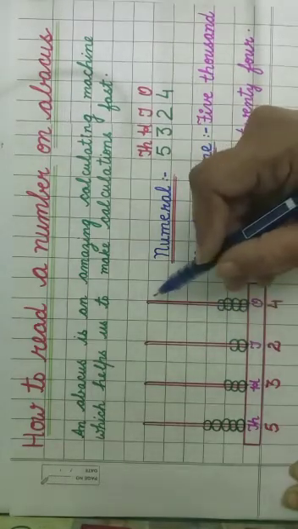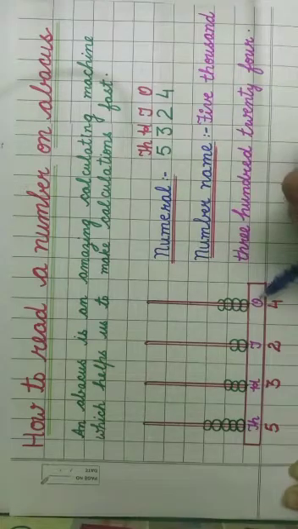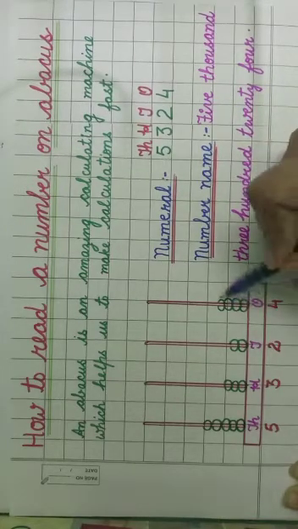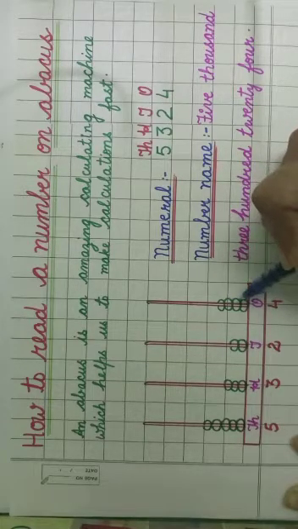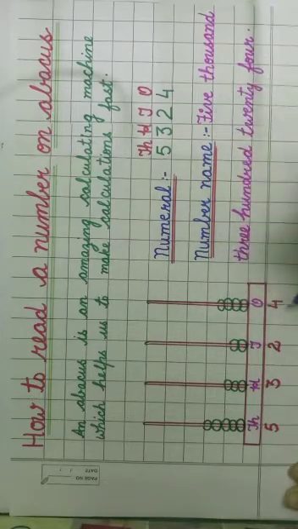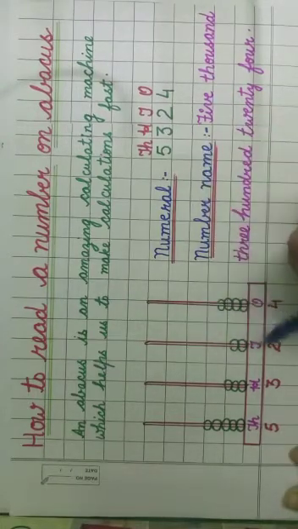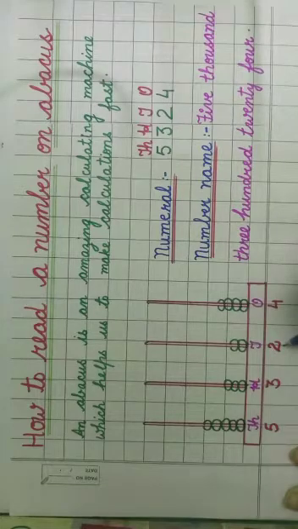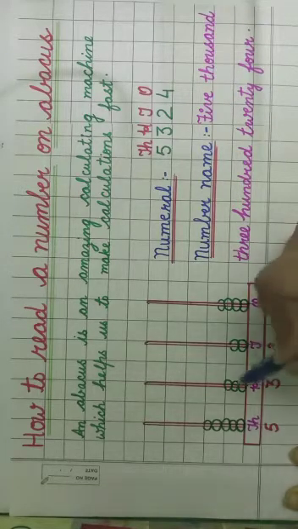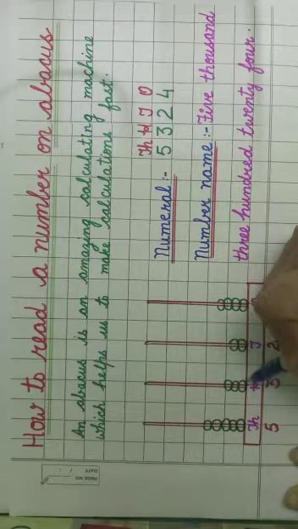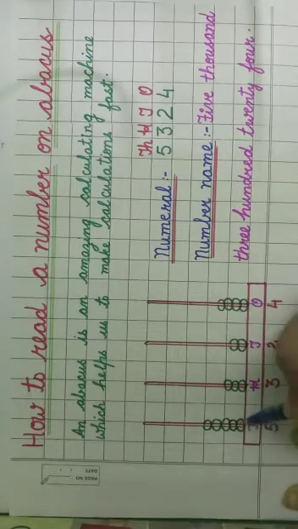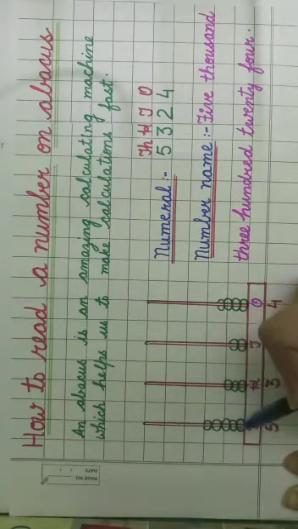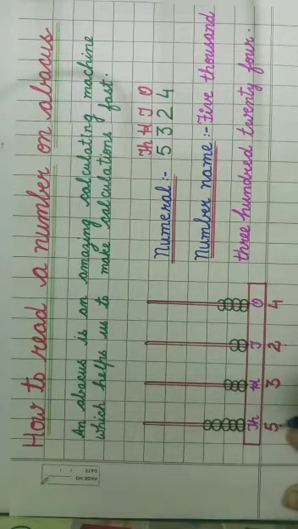Now suppose at ones place, if we count these beads, there are 4 beads. 1, 2, 3, 4. Write down 4 under ones. Now in second spike there are 2 beads. Write down 2 under tens. Then there are 3 beads in third spike. Write down 3. And there are 5 beads in fourth spike. Write down 5 under thousands.